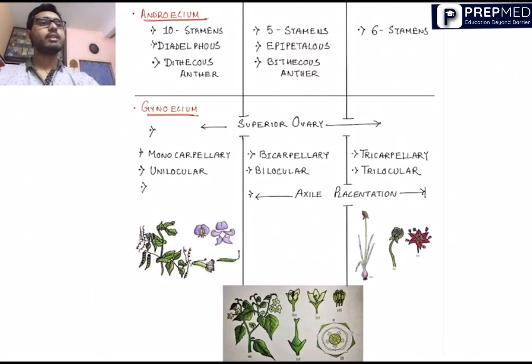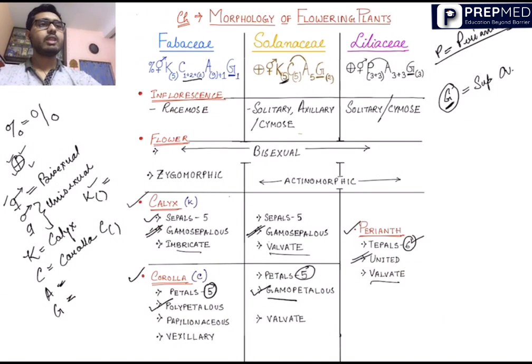Now let's come to the next slide. Androecium and gynoecium, it's very important. Stamen is a unit of androecium. There are 10 stamens, 5 stamens and 6 stamens, multiples of 5, 5 and 3. They are diadelphous, dithecous, it's not that important. Now let's come to gynoecium. In gynoecium, all the ovaries are superior, G above the dash, so they are superior ovary.